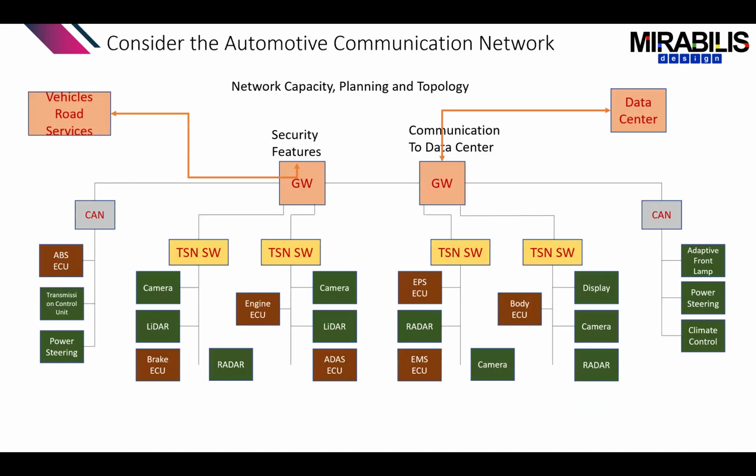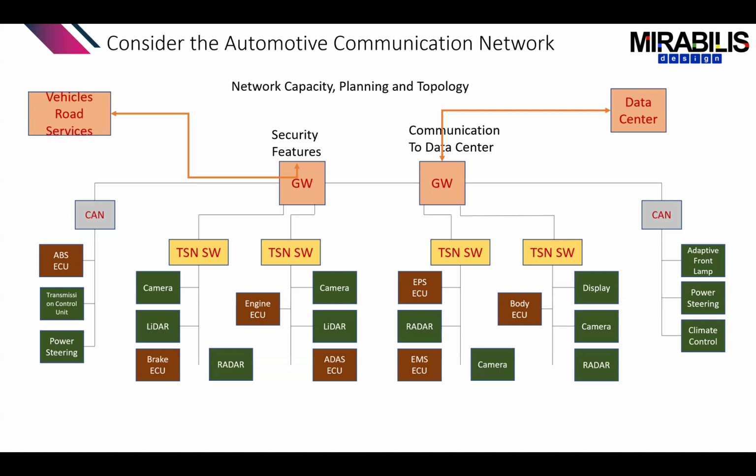Now, the first and foremost, when you look at the car, is really the communication network. It's really about the capacity planning and the topology. Now, in the past, we just had everything within the car, but today you have data centers, so you have partially at the edge, partially at the data center. You have communication with services on the road, with other vehicles, things like that, and those go through the gateways. Now, the gateway also handles the traffic between CAN buses to the TSN, and across the TSN network as well.